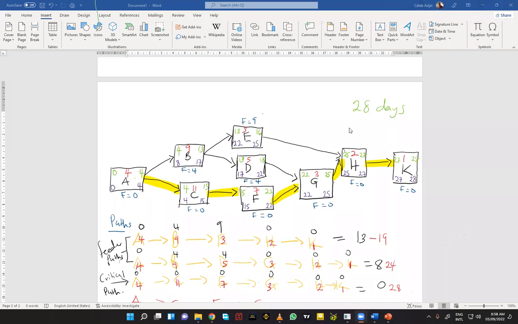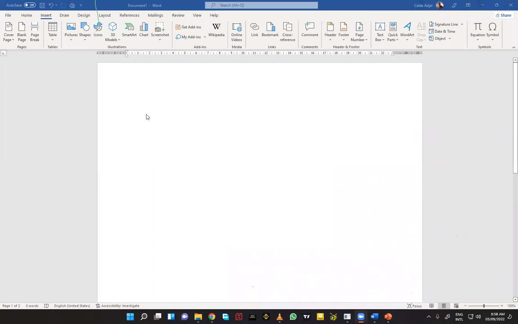So let's move on and do our Gantt charts. I'm going to do the Gantt chart up here. So this is how you do the Gantt charts. Okay. So for this question, we had activity A. Sorry, let me bring it a little bit down.